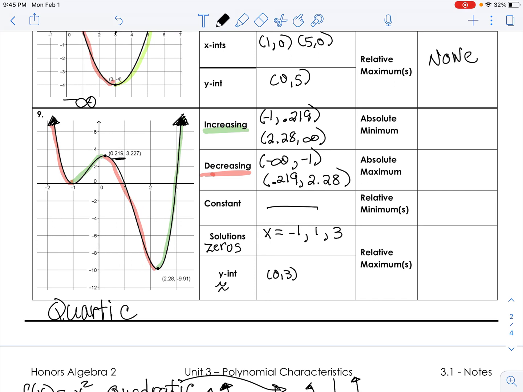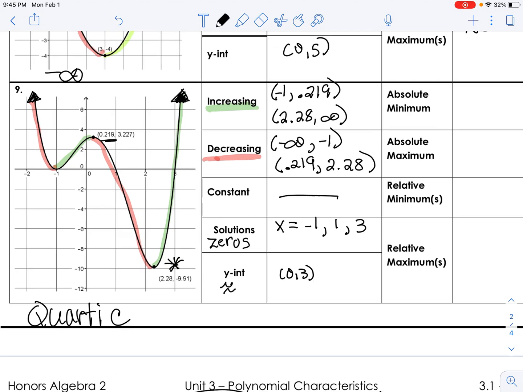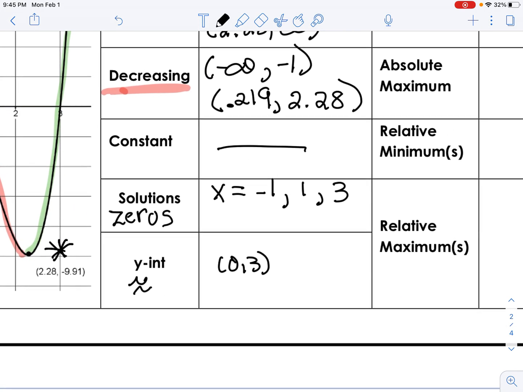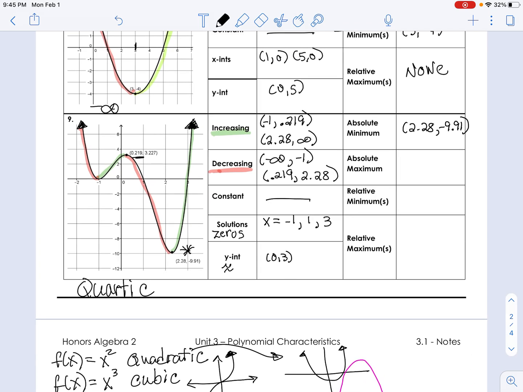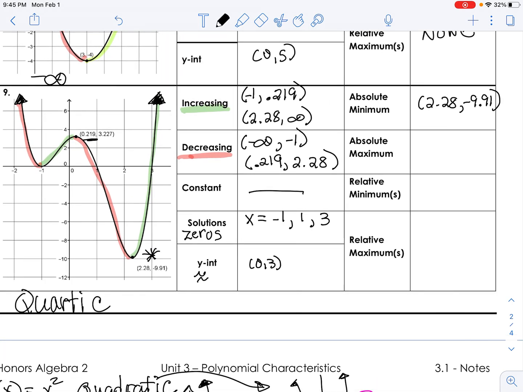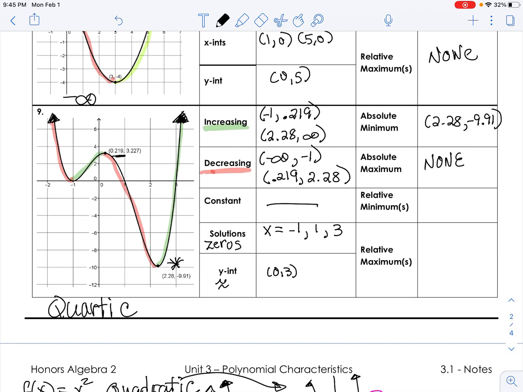So I'm going to recap our new vocabulary. Absolute minimum is the very lowest point on the graph. Now, we got that. We have that right here. That is the very lowest point. 2.28. I have to zoom in to be able to see it. 2.28, -9.91. Absolute maximum. Well, let's look at those arrows. They're pointing up. We will never reach the highest value. So that's a none.